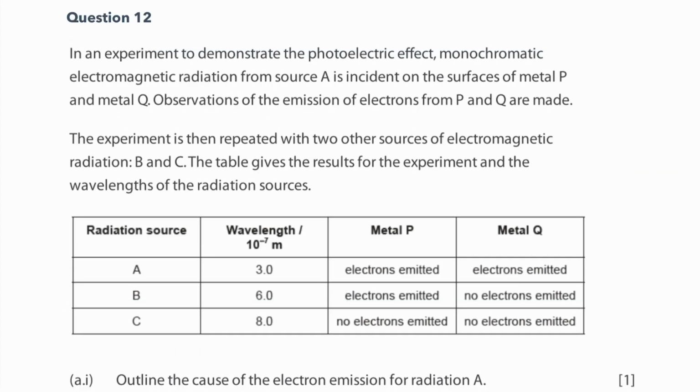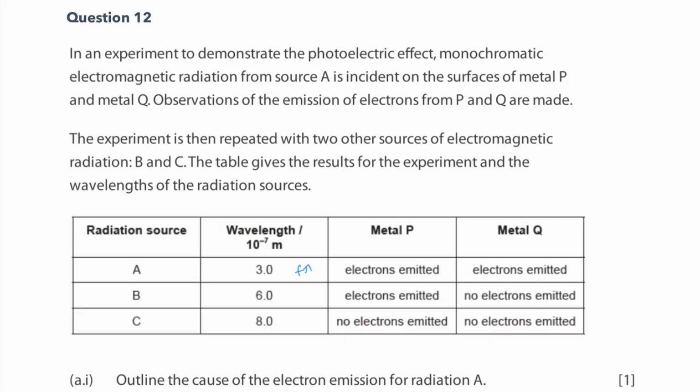Question 12. In an experiment to demonstrate the photoelectric effect, monochromatic electromagnetic radiation from source A is incident on the surfaces of metal P and metal Q. Observations of the emission of electrons from P and Q are made. The experiment is then repeated with two other sources of electromagnetic radiation, B and C. The table gives the results for the experiment and the wavelengths of the radiation sources. Radiation source A has the smallest wavelength, so it's got the highest frequency.